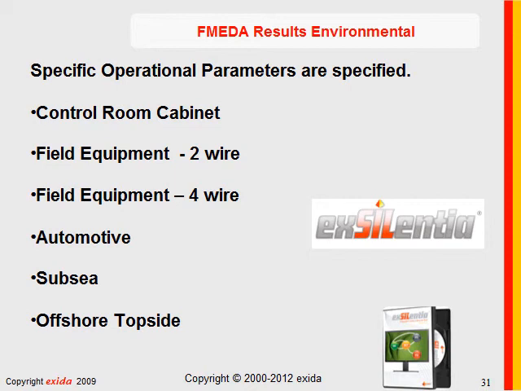From using a number of international standards, which classify operating conditions, and I'm talking temperature change, electrical stress, chemical stress, mechanical stress, shock and vibration. There are standards for all of these stress variables. And they can be grouped according to environmental expected outcomes. Right now, the FMEDA results can be done for control room cabinets, field equipment with two-wire devices.